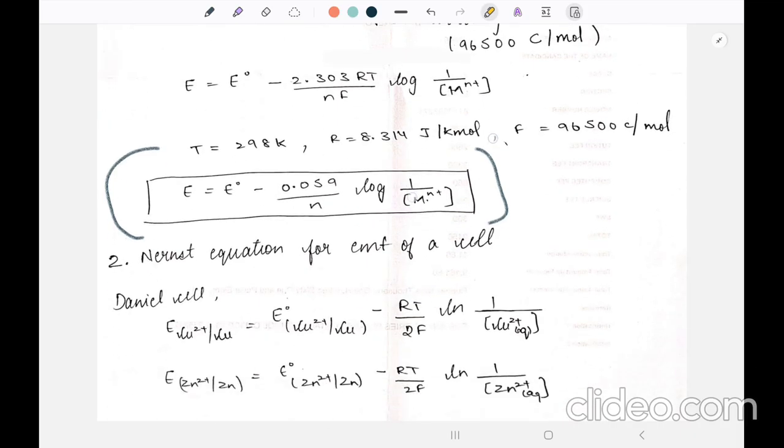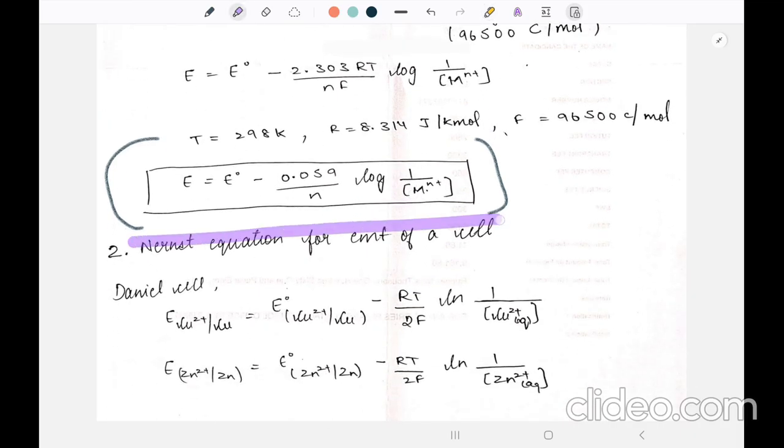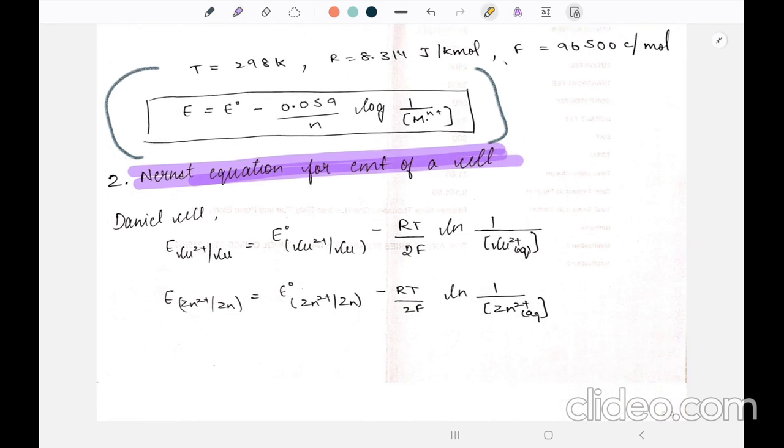Next we'll study the Nernst equation for EMF of a cell. We have completed the electrode potential for Nernst equation. Now Nernst equation for EMF of the cell. Let us take the Daniell cell. We know Daniell cell will have copper and zinc.